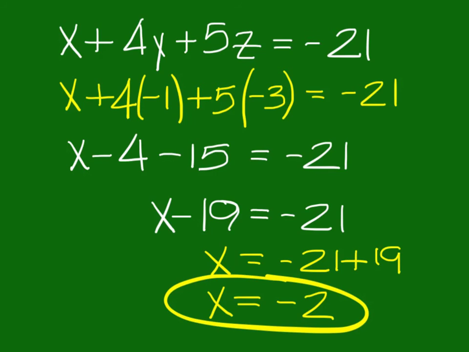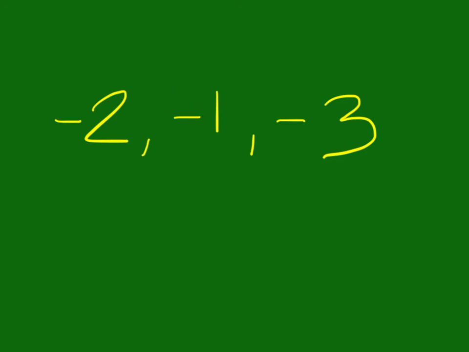And you should have an answer of x equals negative 2. And then you would write all your answers in alphabetical order, x, y, and z. Your final answer should be negative 2, negative 1, negative 3.